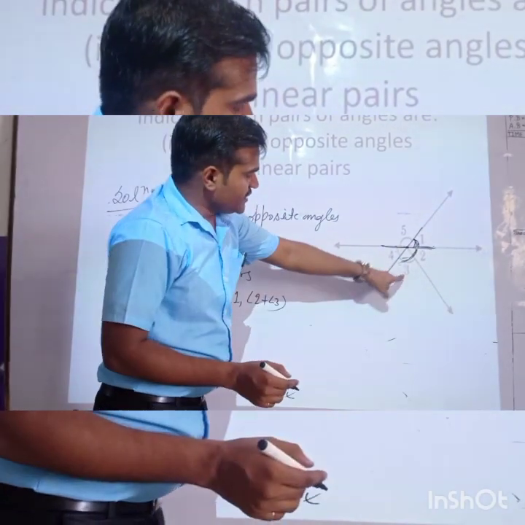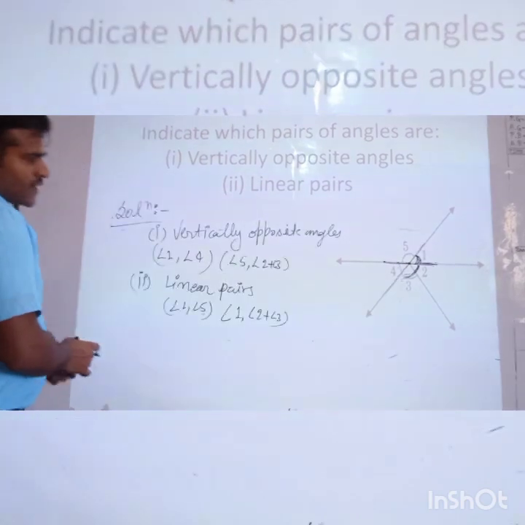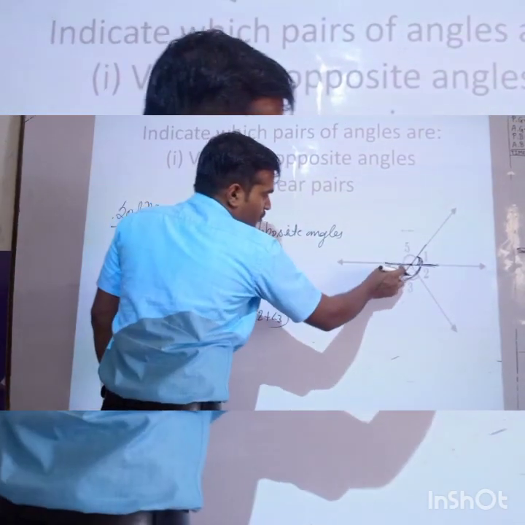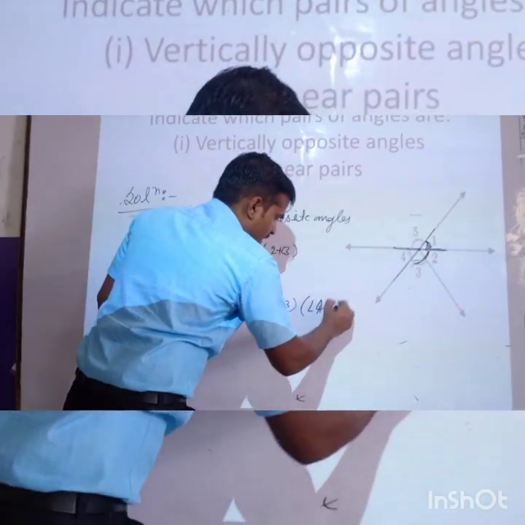And angle 3 is the linear pair of angle 1 plus 2. You can say that. And one more: angle 4 and angle 5.